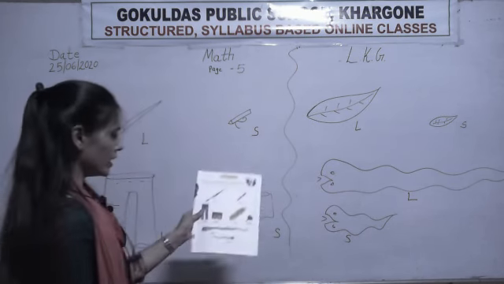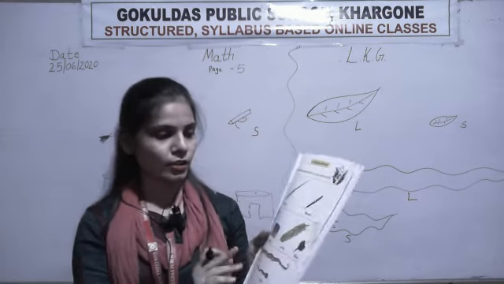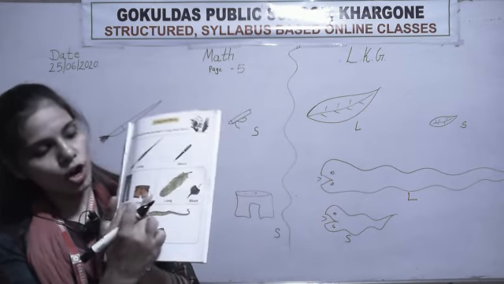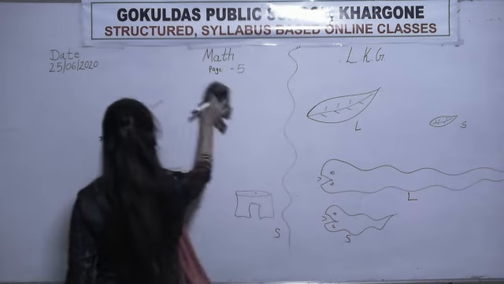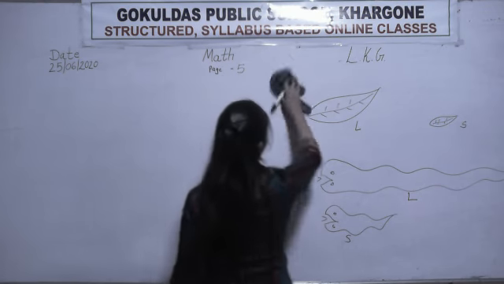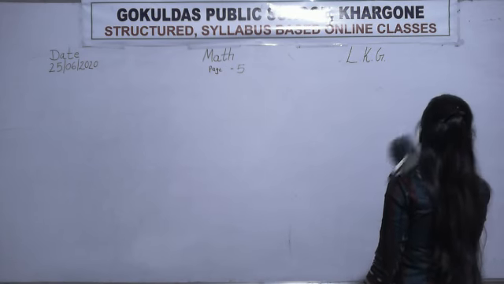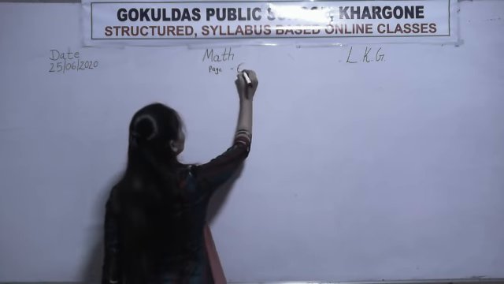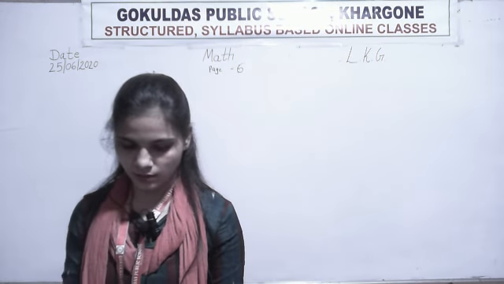So this is your activity on the notebook. Use pencil and eraser and write here L for long, S for short. Long, short, long, short, long, short. Okay, now take out page number 6.